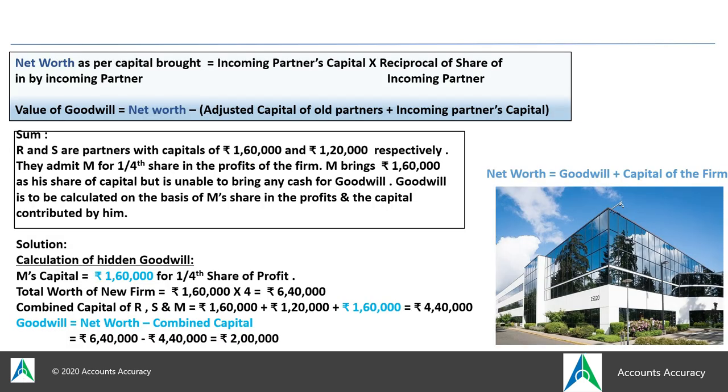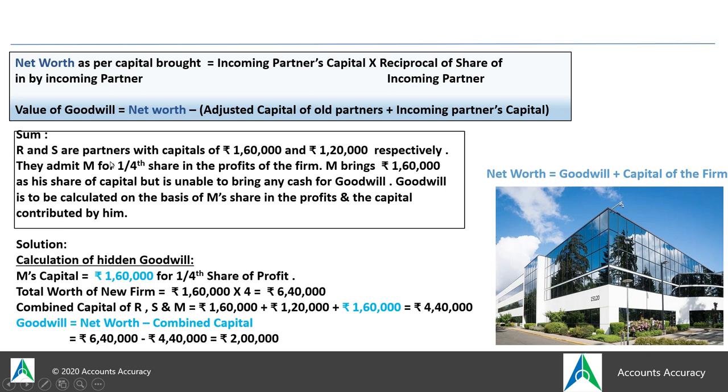Now the last case is hidden goodwill. For hidden goodwill, you should understand what the net worth is. Net worth is goodwill plus capital of the firm. Capital of the firm means the capital of all partners of the firm. So the net worth is the reciprocal of the share of the new partner into the incoming partner's capital account. Let's understand it well with an example.